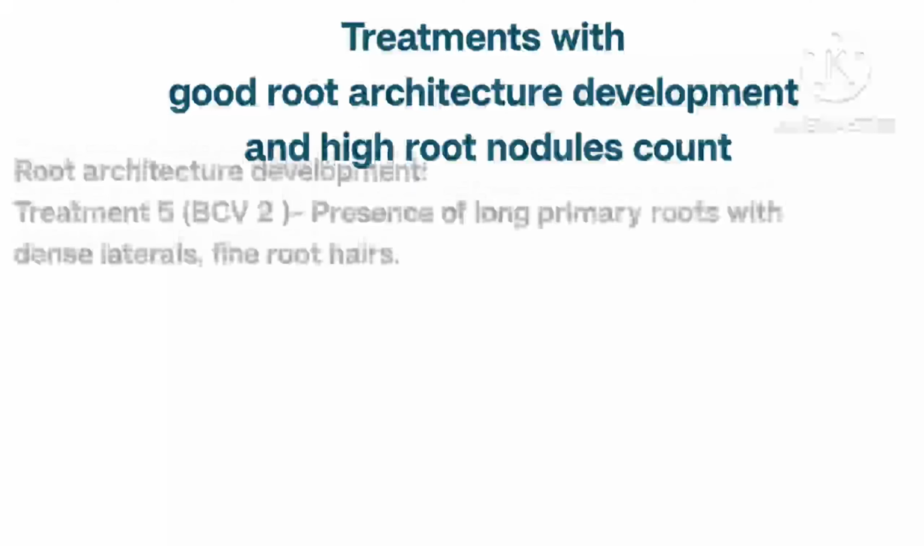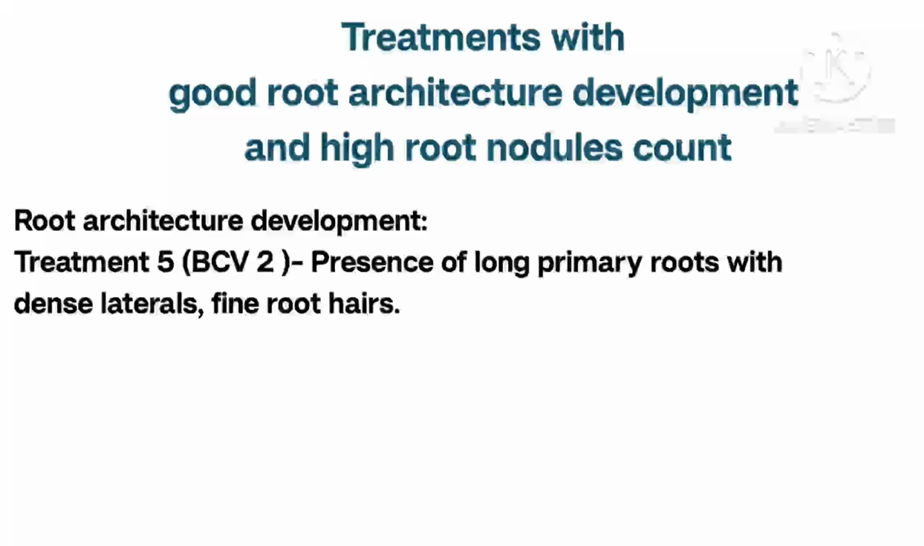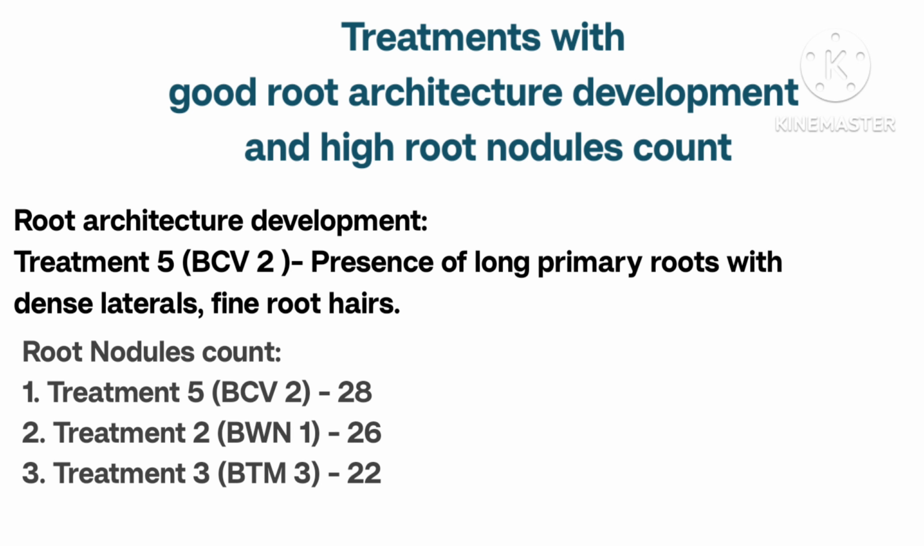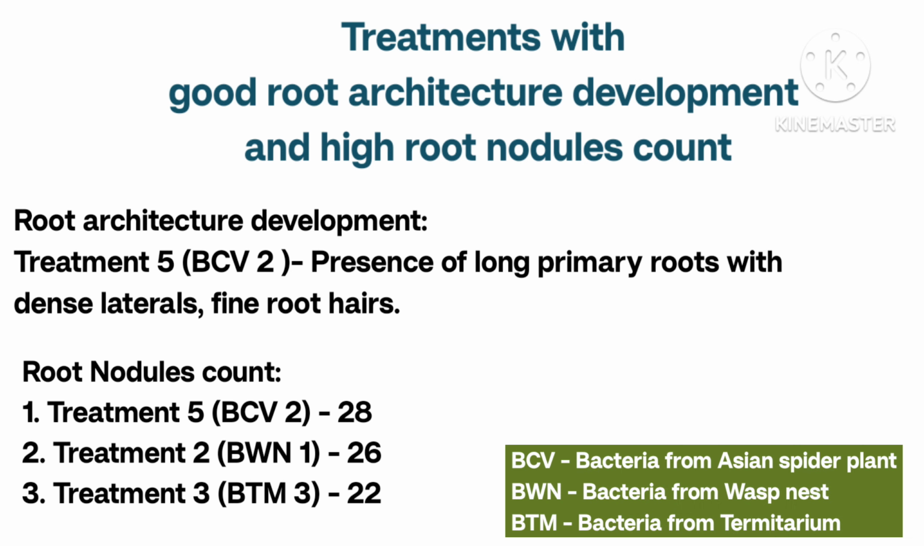It was found that treatment 5 of black gram, treated with broth inoculated with bacteria from Asian spider plant, had good architecture development with the presence of long primary roots with dense lateral fine root hairs. It was also found that treatment 5, treatment 2 and treatment 3, treated with broths inoculated with bacteria from Asian spider plant, wasp nest and termitarium sample respectively, had high root nodule count.